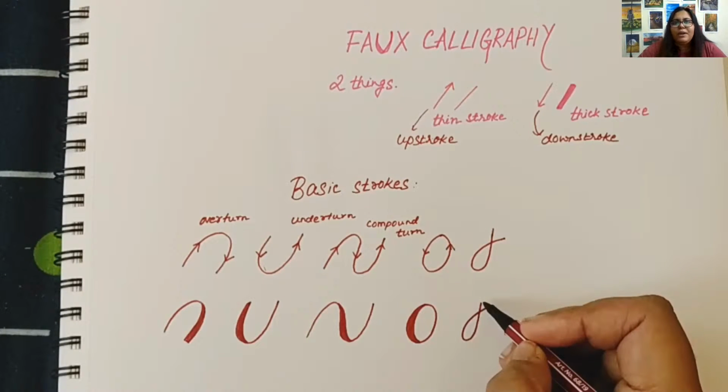Any guess? Anyone? Which part do I have to thicken? Which is the part that I have to darken with the color? Any guesses? You can let me know in the chat. Which is the part that we have to thicken up? Yes?